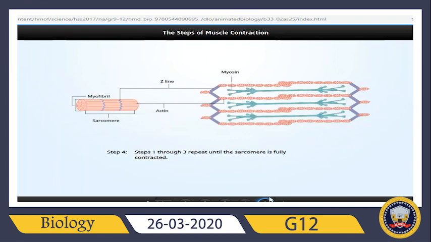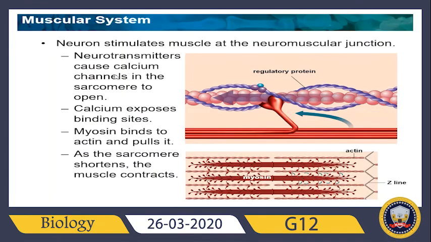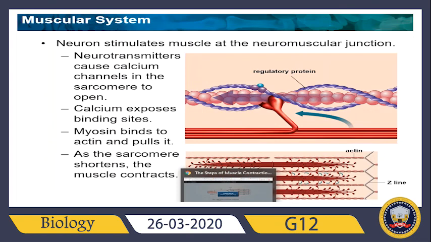Now, how does this happen neurologically? The neuron stimulates the muscle at the neuromuscular junction. At the neuromuscular junction, neurotransmitters cause calcium channels in the sarcomere to open. When this happens, calcium exposes binding sites. Myosin binds to actin and pulls it inward. As the sarcomere shortens, the muscle contracts. Okay, guys, I hope you understood this session.